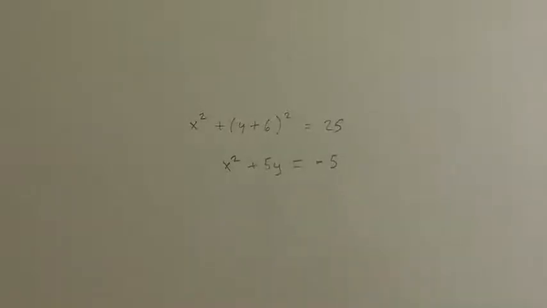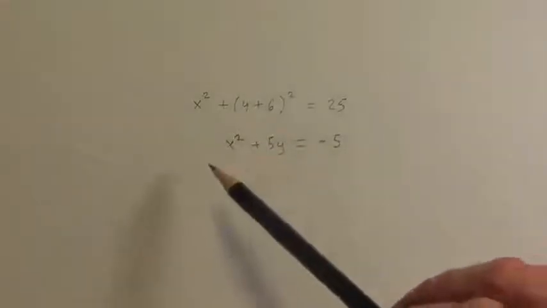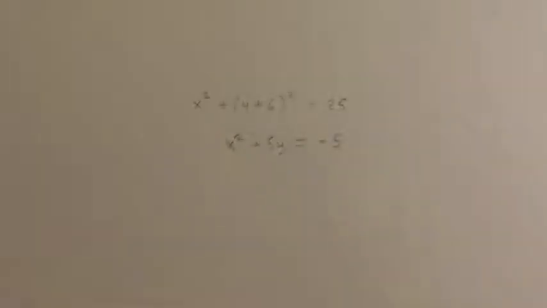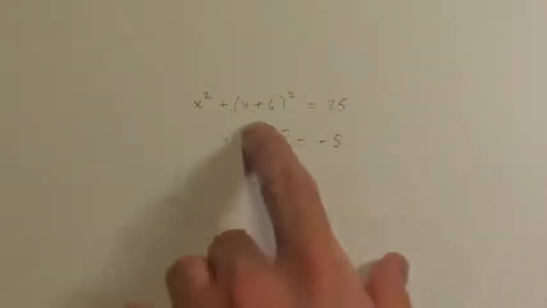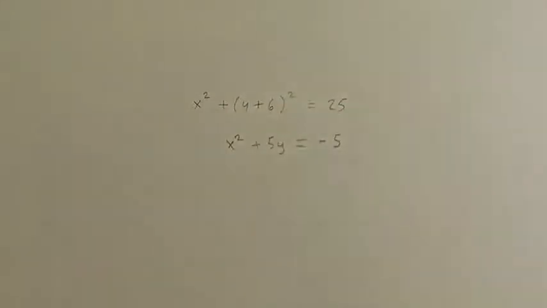Okay, let's check out this example. So we have x squared plus (y plus 6) all squared is equal to 25. And then our second equation is x squared plus 5y is equal to negative 5. Alright, so a couple things here. This is still a circle up here. It's got radius 5. It's just not centered at 0, 0 anymore. It's now centered at 0, -6.